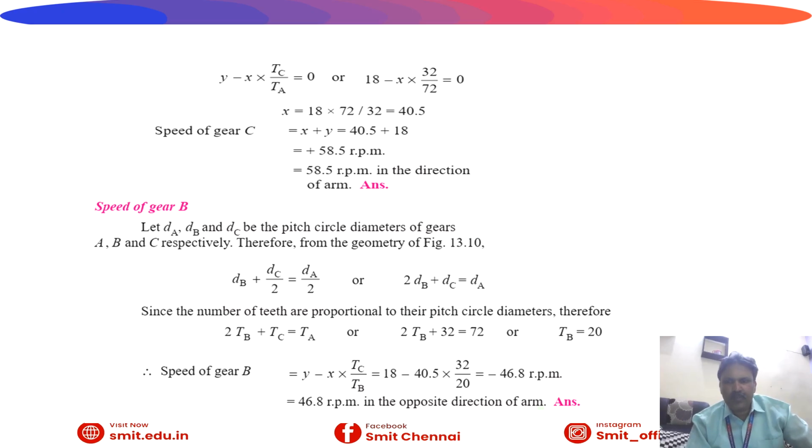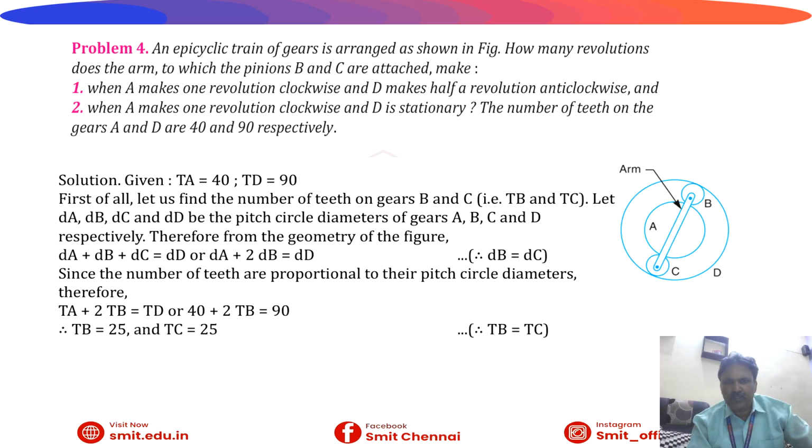Then the speed of gear B. How will we get the speed of the gear? Directly we will not get it. Based on the geometry of the figure, as in the previous problem, we have to take some data, that is dP plus dC by 2 equals dA by 2. Again, based on calculation, we get 2 dB plus dC equals dA. Diameter is directly proportional to teeth. Therefore, we get TB equal to 20. Finally, the speed of the gear is y minus x into TC by TB. Upon substituting, we get minus 46.8 revolutions per minute.